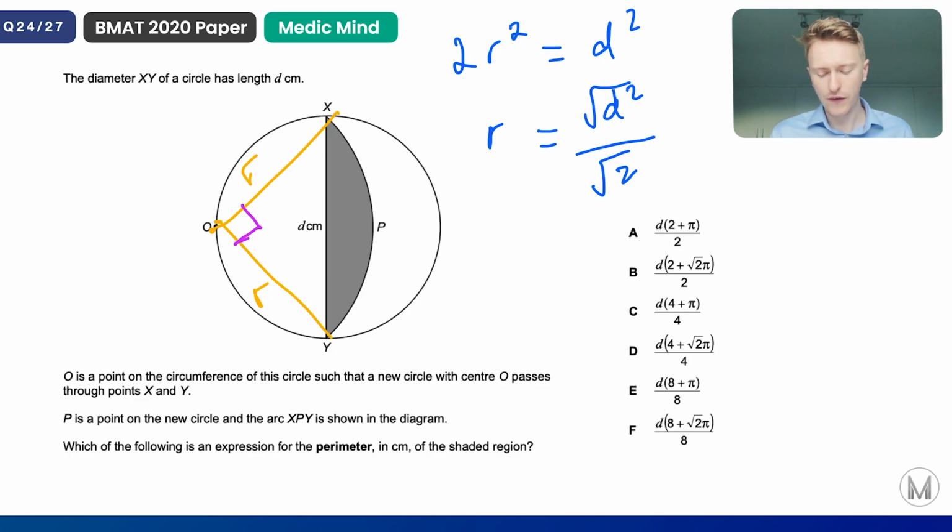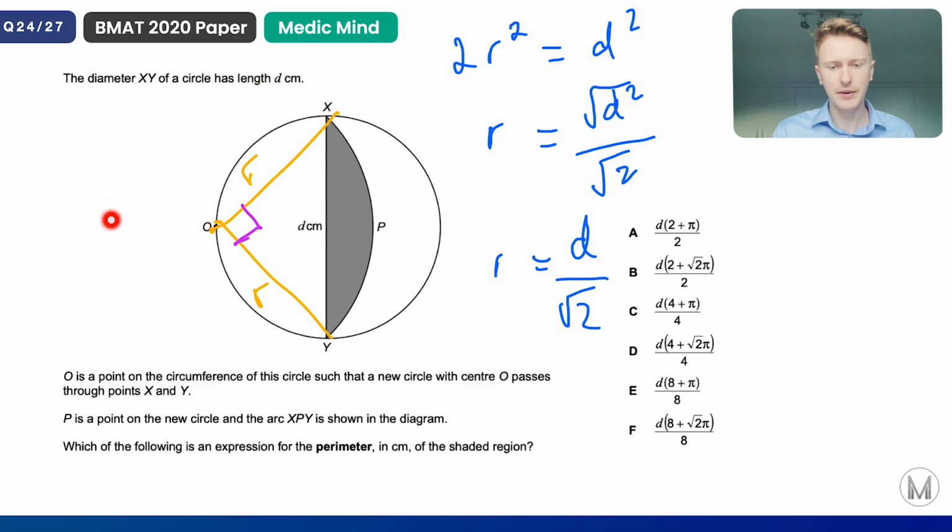Now we can start to simplify, and we can see that the square root of d squared is just d over root 2. Now that we've got this, we're at a little bit of a dead end, essentially. We need to have another moment of inspiration, if you like.